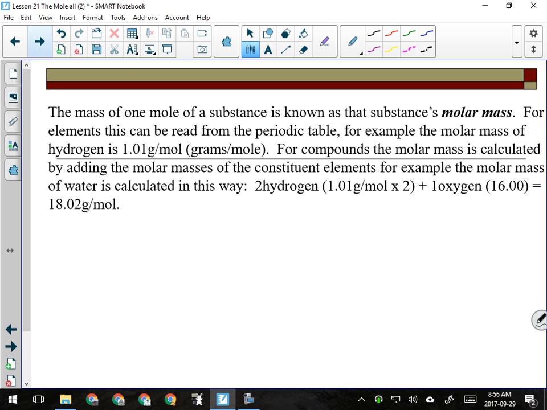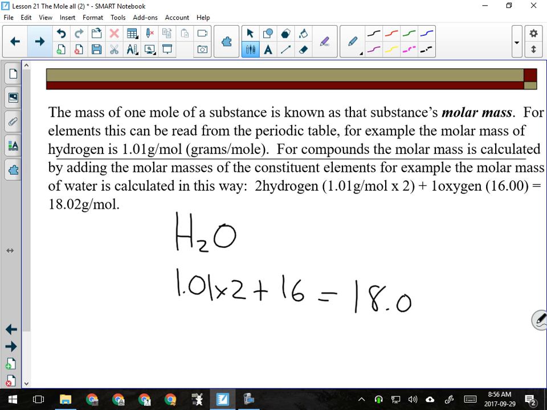So if I wanted to calculate the molar mass of a compound, here's how I would do it. The example we have here is water. If I write water as H2O, how many hydrogens are there in it? 2. So the molar mass of one hydrogen is 1.01. I multiply it by 2, and then I add on to that the mass of oxygen, which is 16. Well, on yours it's 16. I'm going by what your periodic table says. Mine goes to far more decimals than yours does. Always go with what your table says.